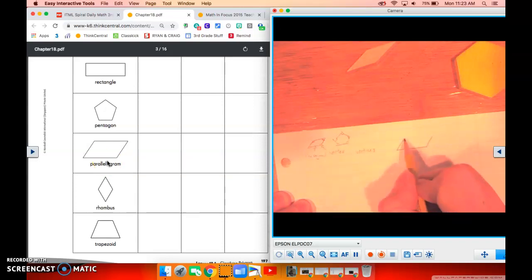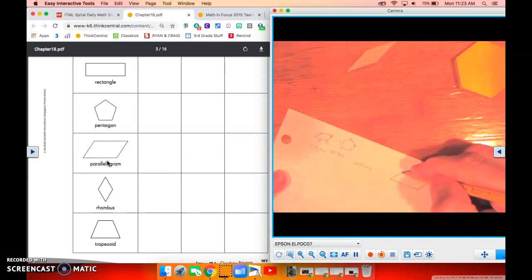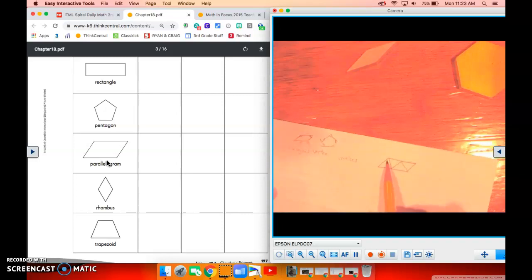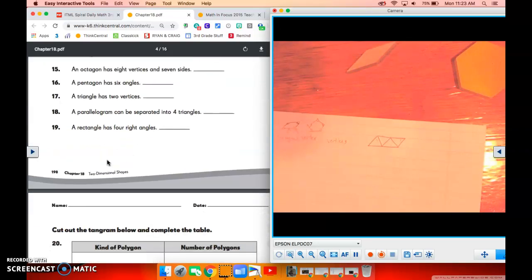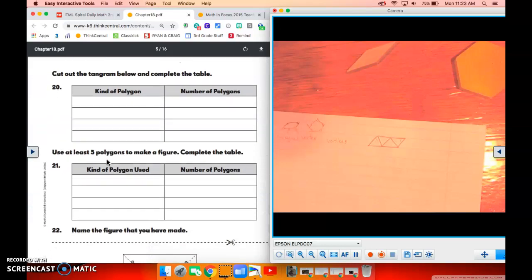Something like that. So there's the triangle there. There's the triangle there. And there's the triangles there. So 1, 2, 3, 4 triangles. Okay? All right. All the way down here.